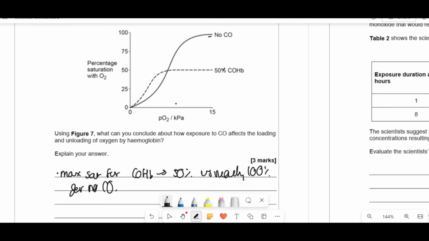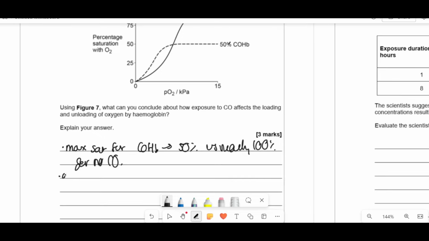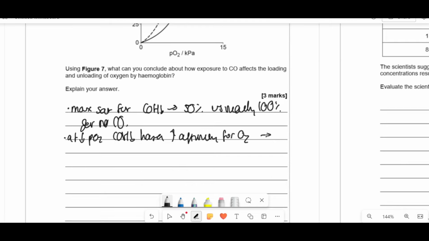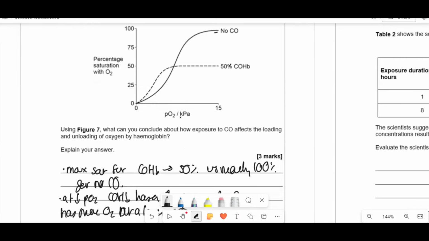So it's holding on to it more, meaning that at a lower PO2, this CO hemoglobin has a higher affinity. It's holding on to the O2 more, right? Let's describe what that means. It means that it has more O2 at a lower PO2. And that is true because if you look here, for example, at where the saturation is 25, can you see it's about here versus here?